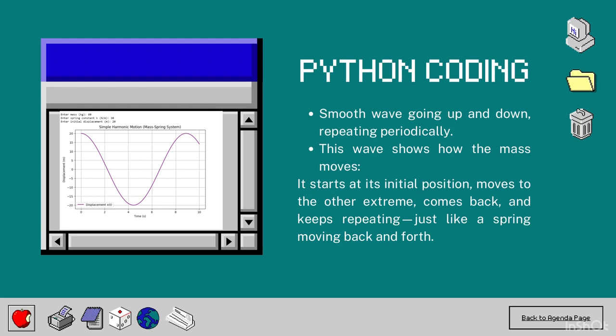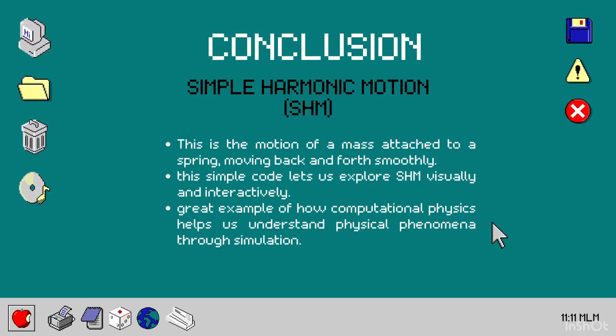First, it starts at its initial position. Second, it moves to the other extreme and then comes back and will keep repeating, just like a spring moving back and forth. To conclude, we understand that this is the motion of a mass attached to a spring moving back and forth smoothly.